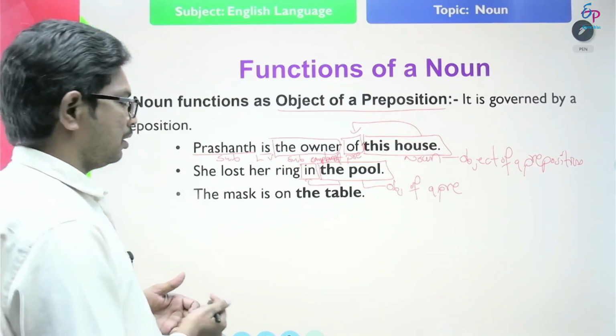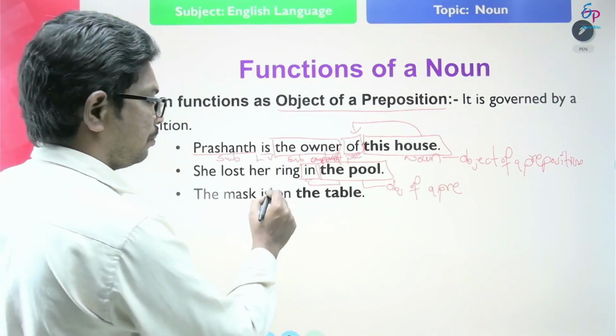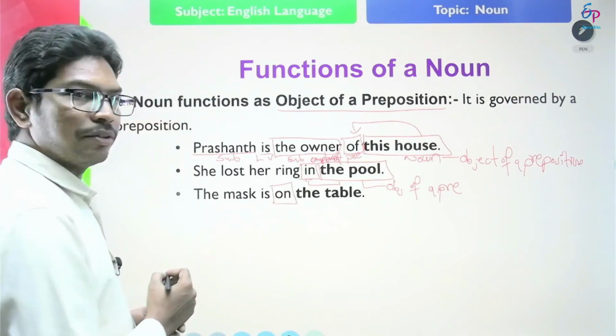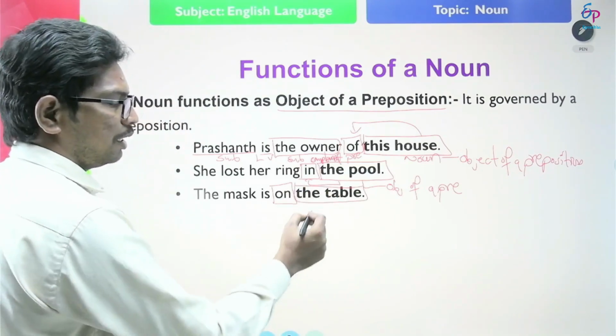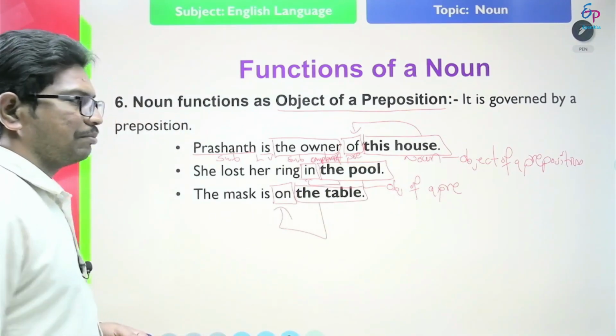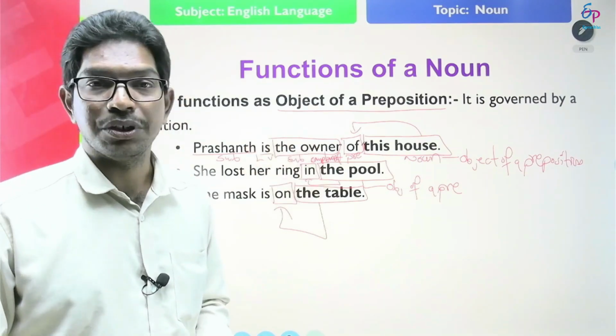Look at another example. The mouse key is on the table. So where is the preposition? "On". After "on", what is this? The table is a noun. That is called the object of this preposition. So now you clearly understood the object of a preposition.